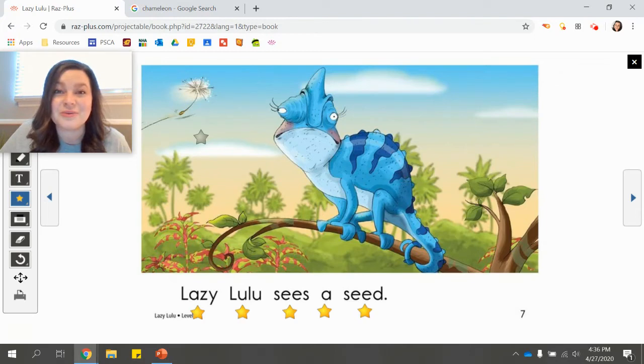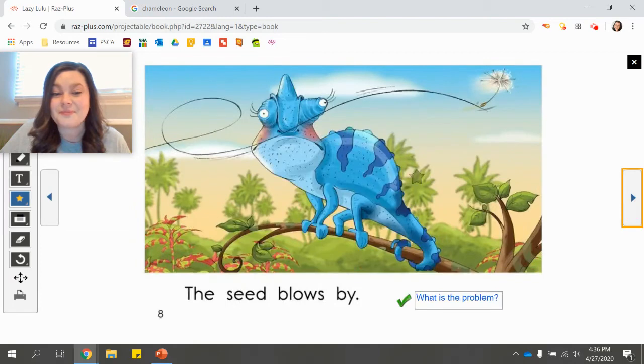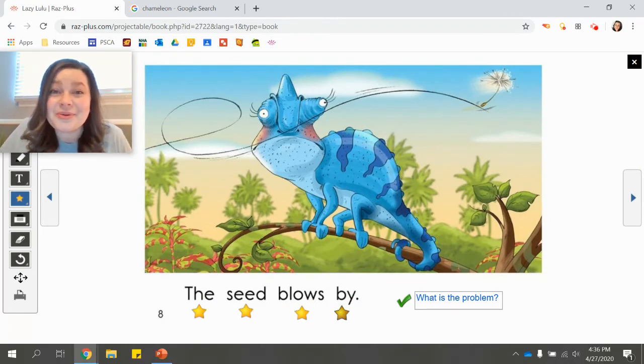Let's go back and reread. Read with me. Here we go. Lazy Lulu sees a seed. All right, let's keep reading. The seed blows by. Do you think she wants to eat that seed? I don't think so. So what's the problem here? She doesn't want to eat any of these things, does she?